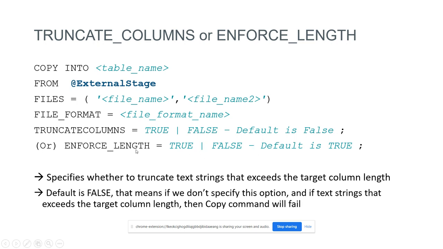The only thing is here the default value is false, but enforce length the default value is true. That means whenever I don't mention enforce length equals to false, by default it is true, and the command will fail. But whenever I mention enforce length equals to false, then the first 100 characters will be loaded and the remaining characters will be truncated. So both are similar, but act in reverse. So we have to mention either truncate columns equals to true or enforce length equals to false.